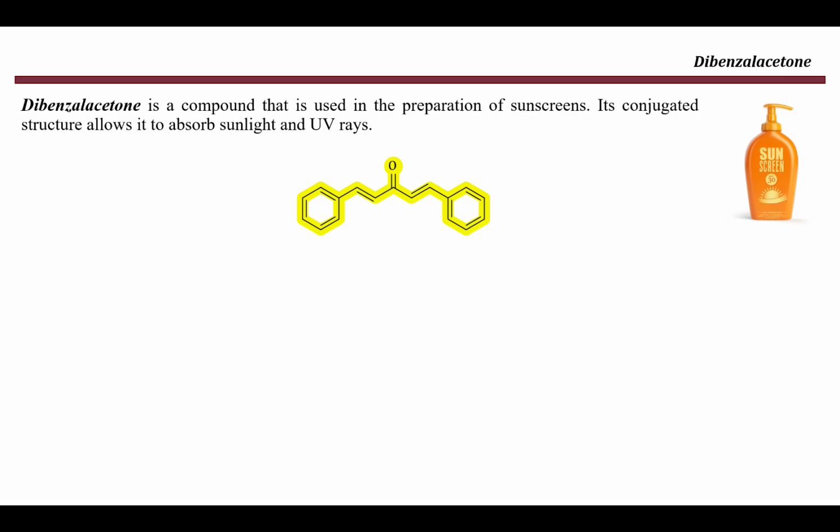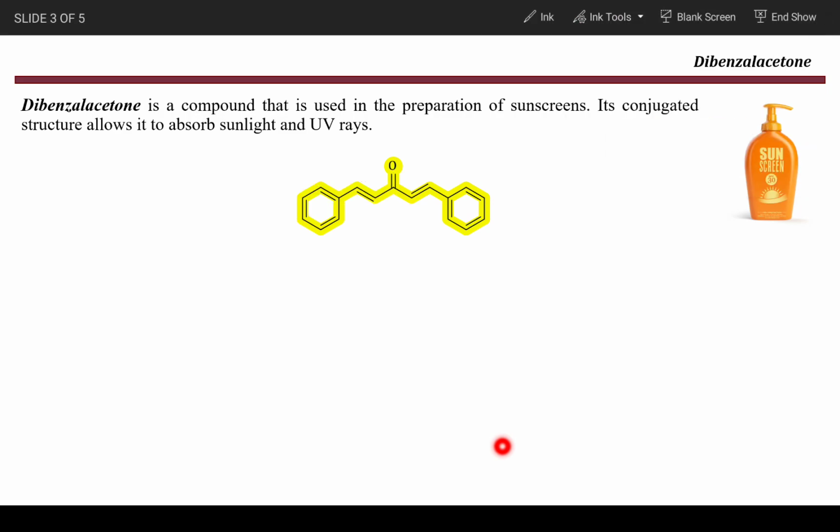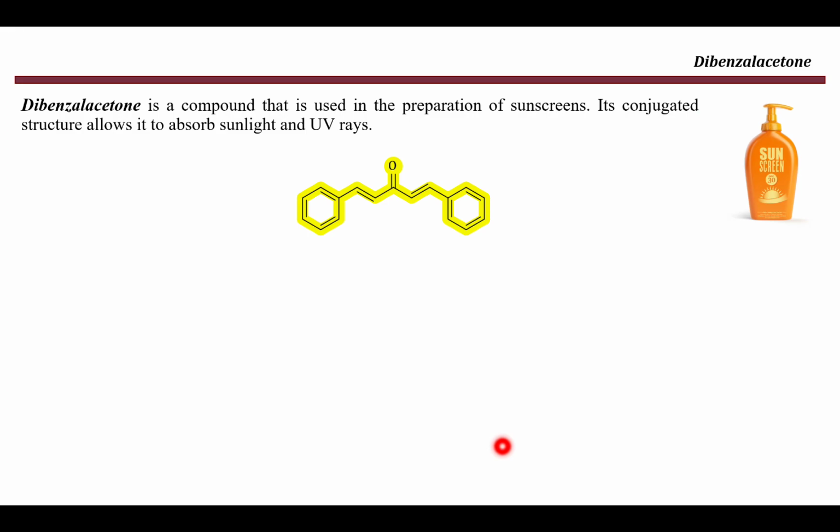It has a conjugated structure, and this conjugated structure allows it to absorb sunlight and UV rays. So whenever I say conjugated, I'm talking about these alternating double and single bonds. As you can see, double, single, double, single, double, single, double, single. So throughout the whole structure, we have a lot of conjugated double bonds. This conjugated structure allows this compound to absorb UV radiation and makes it an essential component in sunscreens.